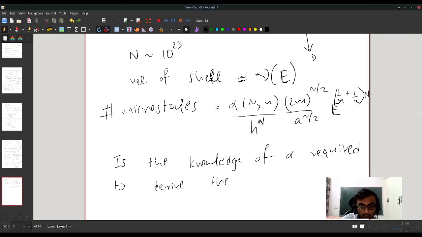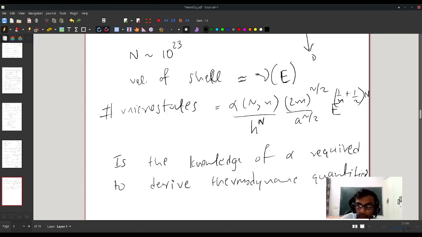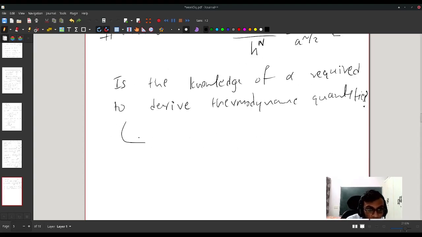So the answer is, for most of the thermodynamic quantities, it is not required. It is not of importance to know this function. Only when we actually need the absolute entropy do we need this function alpha. So this is required only for calculating absolute entropy.